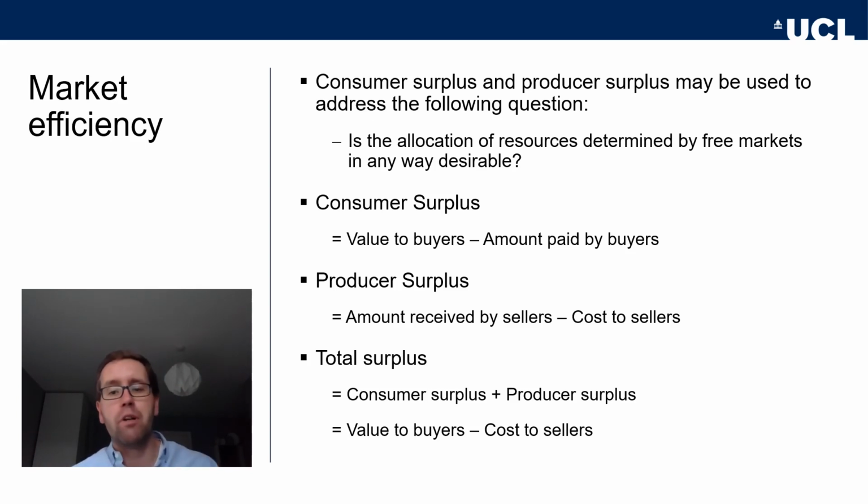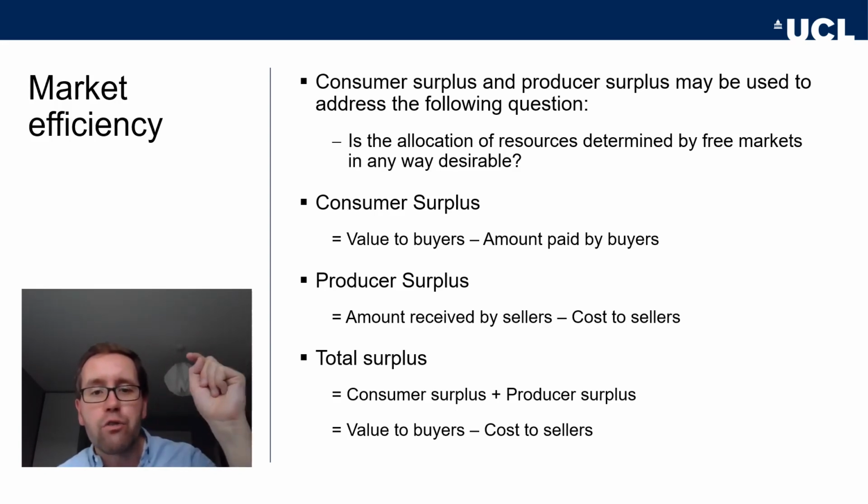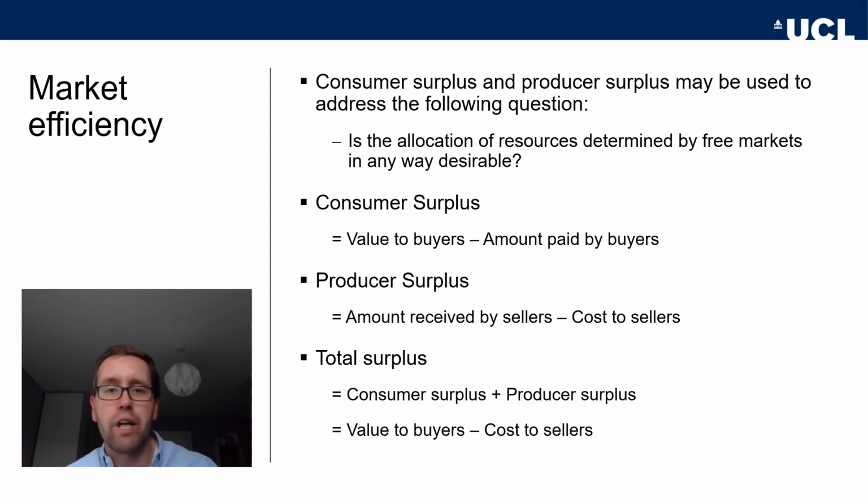And now we can put all these things together. Consumer surplus and producer surplus let us answer the following question: is the allocation that we get when supply and demand meet in any way desirable? And remember, consumer surplus was the value to buyers minus the amount actually paid. And remember, producer surplus was the amount received by the sellers minus the cost.